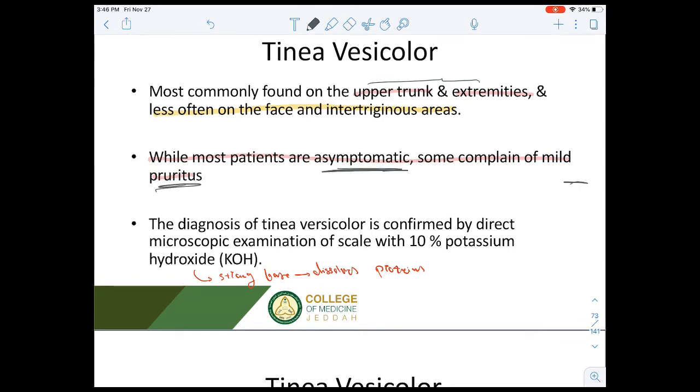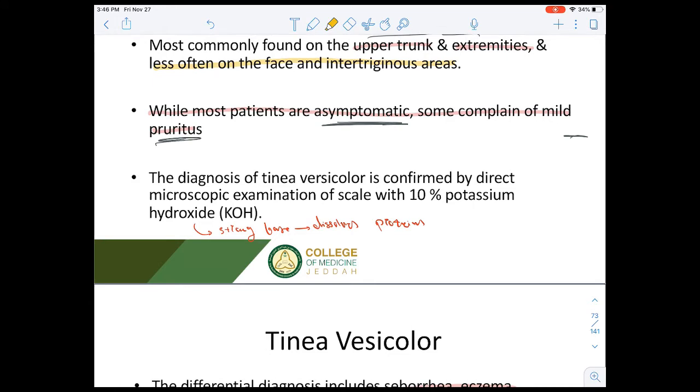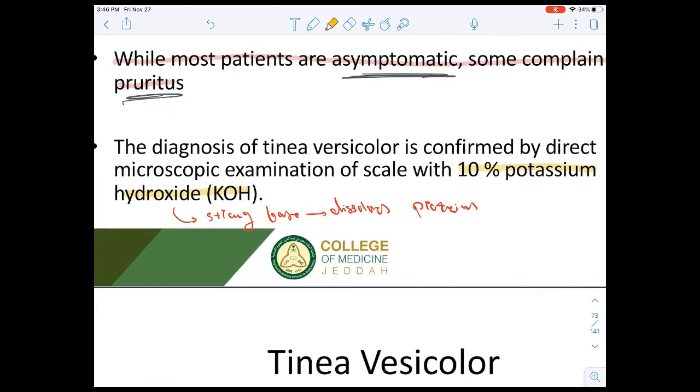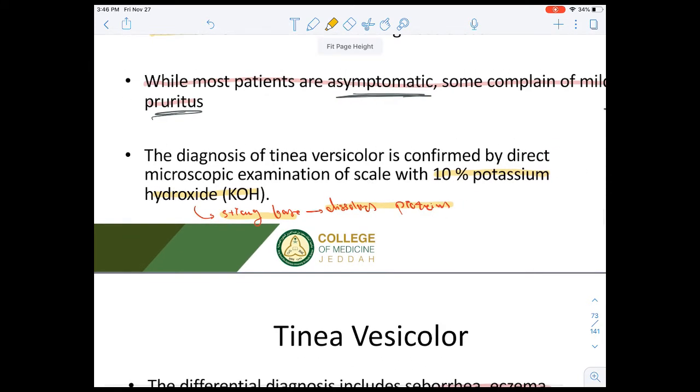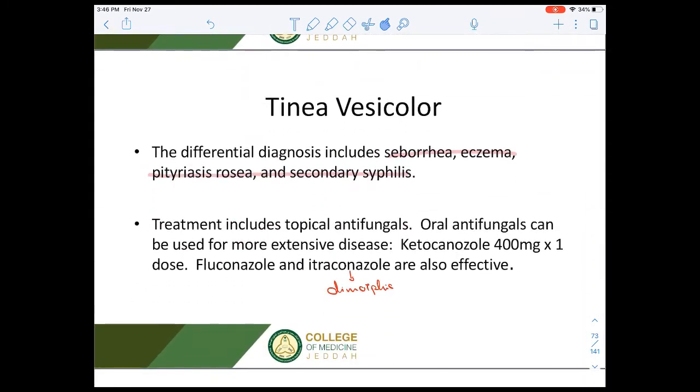And the diagnosis of tinea versicolor is confirmed by microscopic examination with 10% potassium hydroxide. And potassium hydroxide is a strong base, right? And it would dissolve all the proteins. So if you scrape the skin and get the area that is actually hypo or hyperpigmented, you would eventually get the causative agent. But since potassium hydroxide is a very strong base, it would damage all the surrounding cells and the proteins surrounding that specimen. So you would only be able to visualize the causative agent, which is Malassezia, for tinea versicolor.